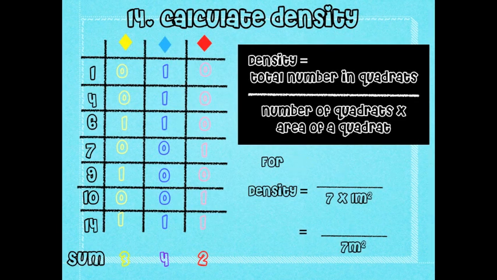For red diamond, the sum of numbers in all quadrats is 4. The number of quadrats sampled and the area of a quadrat are the same as for the other species. Therefore, the estimated population density of red diamond is 4/7 per square meter. For blue diamond, finally, the sum of numbers in all quadrats is 2. The number of quadrats sampled and the area of a quadrat are the same as for the other species as well. Therefore, the estimated population density of blue diamond is 2/7 per square meter.